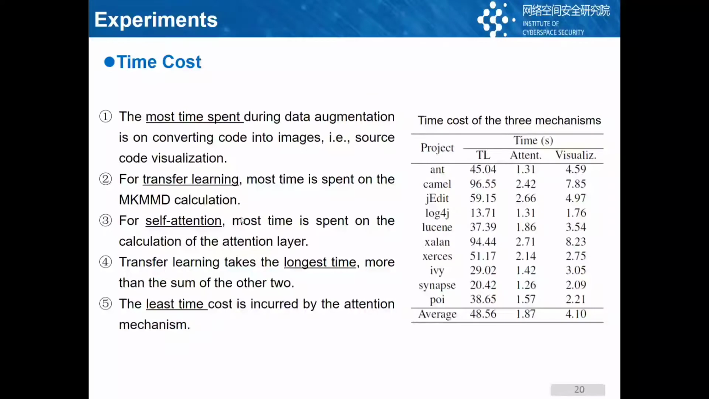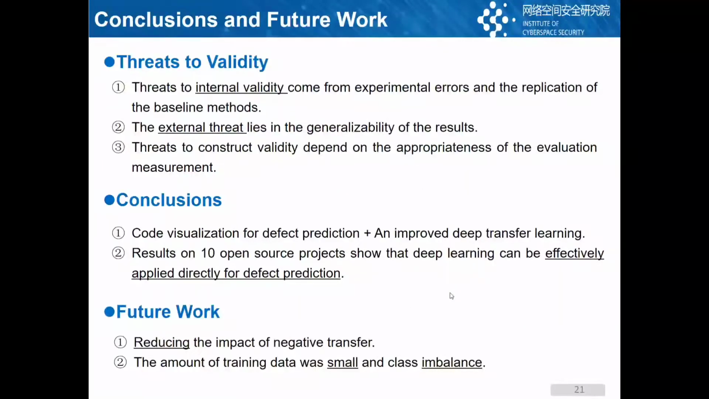We also calculate the time cost and analyze the time spent on the three strategies. Finally, we calculate the three parts and compare them in different projects. There are also threats to validity, threats to internal validity and external validity. We analyzed both of them. After that, we conclude the work and experiments.